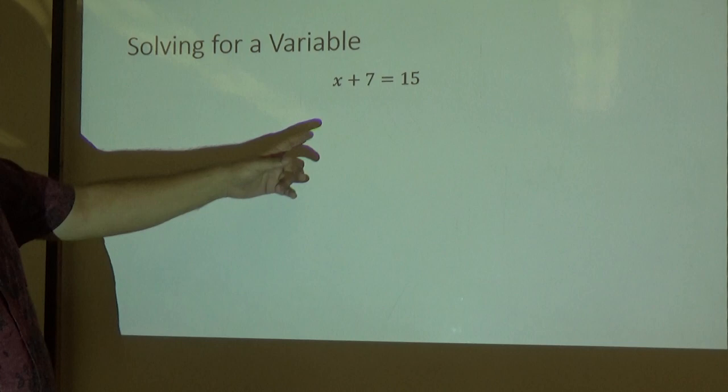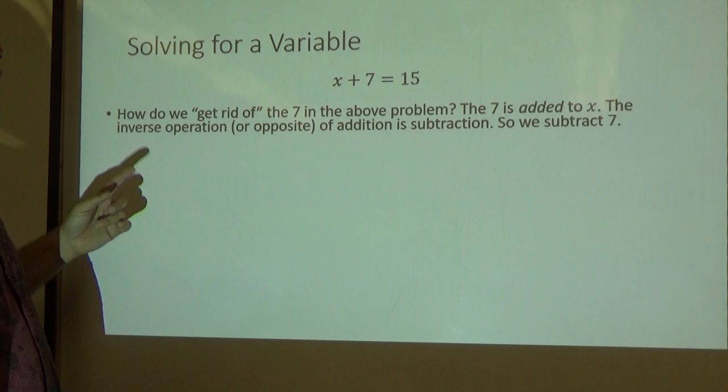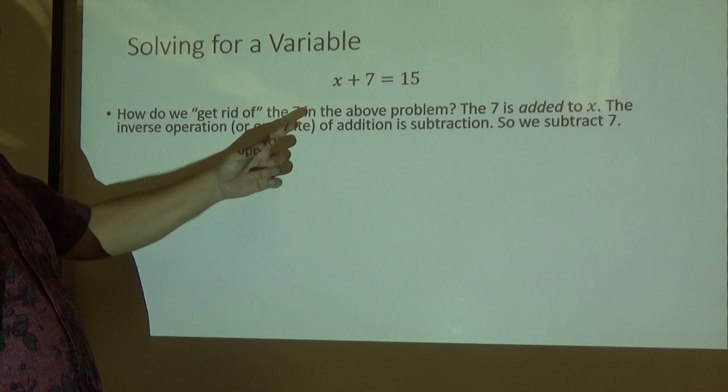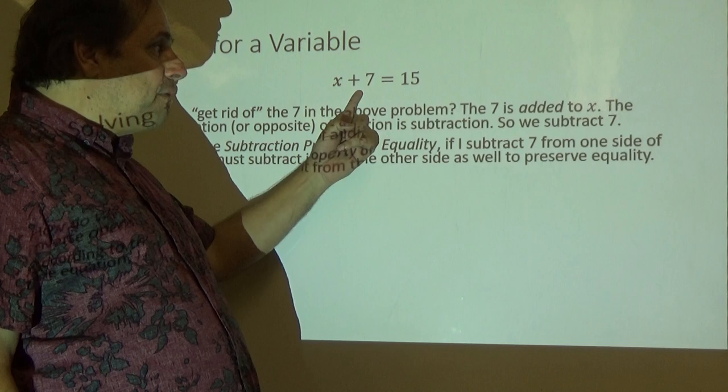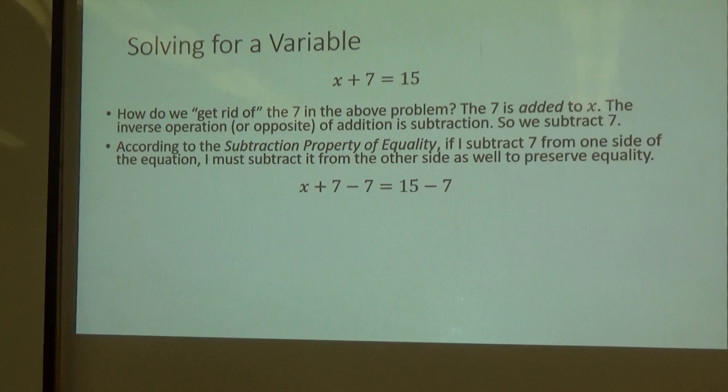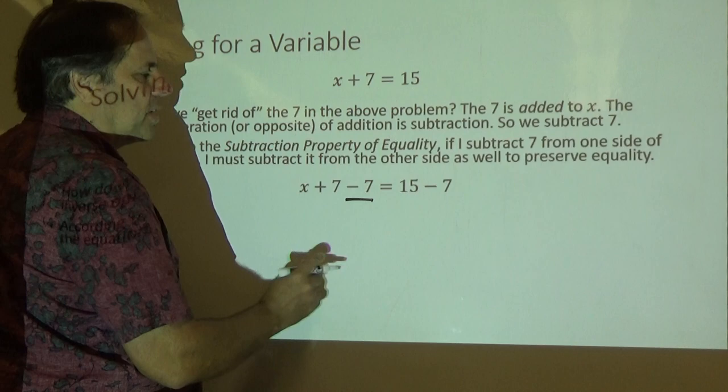So to get rid of this 7, it's added to x, we want to do the inverse operation. Remember inverse operations? The inverse operation for addition is subtraction, so we subtract 7 to get rid of that 7. According to the subtraction property of equality, if I subtract 7 from one side, I have to subtract it from the other side as well. So here we go. I'm going to subtract 7 from this side, I have to subtract 7 from that side as well.